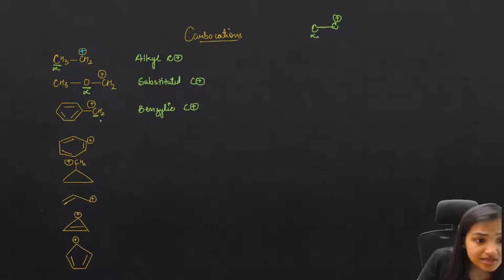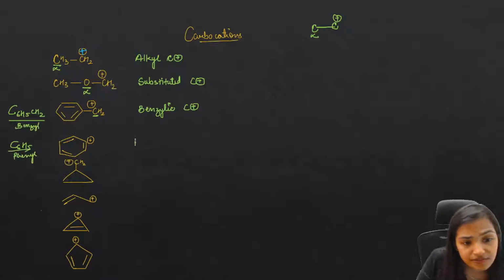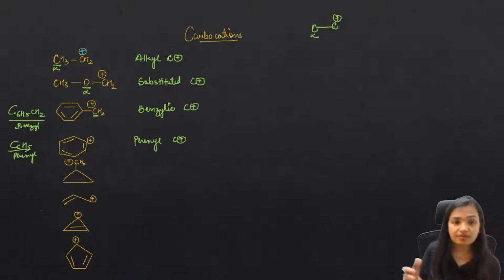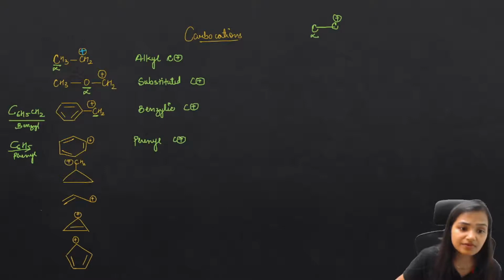Now here, this is a phenyl ring. There is a difference. This is C6H5CH2, and this is C6H5. So this is phenyl and this is benzyl. This part is known as benzyl, and we call this phenyl. So this is a phenyl carbocation. First of all, I am telling you about the types of carbocations, then we will focus on their stability.